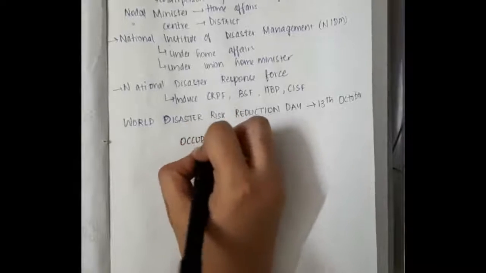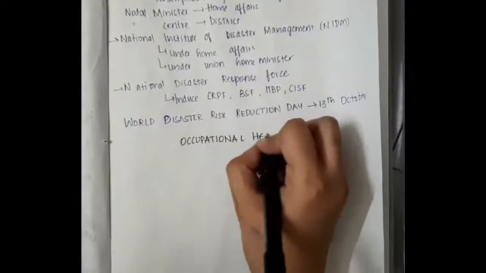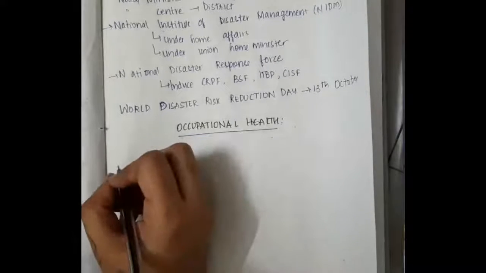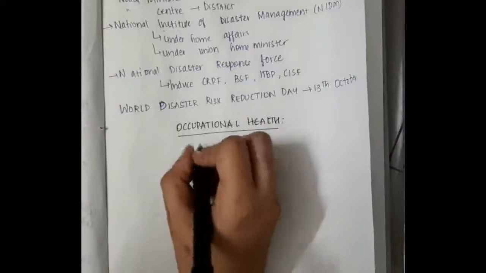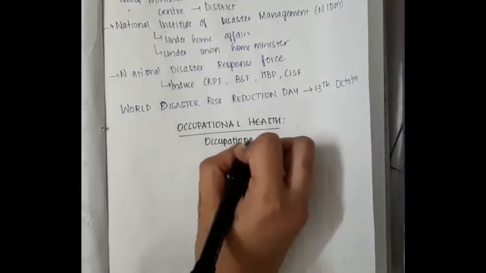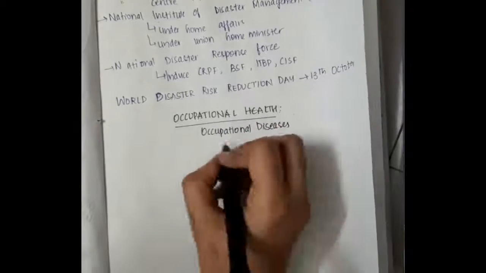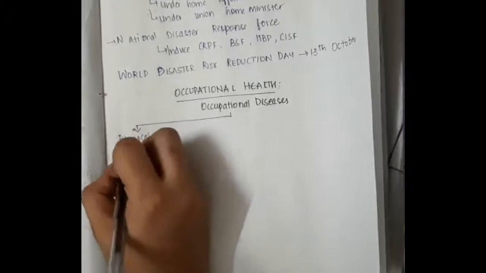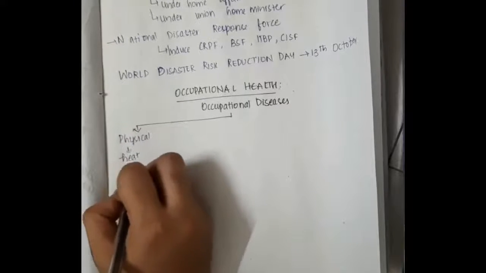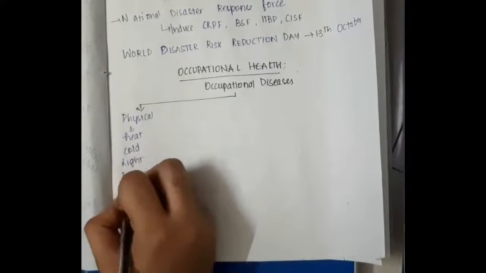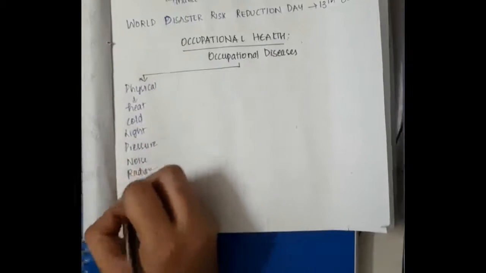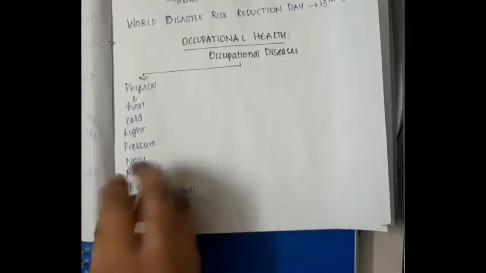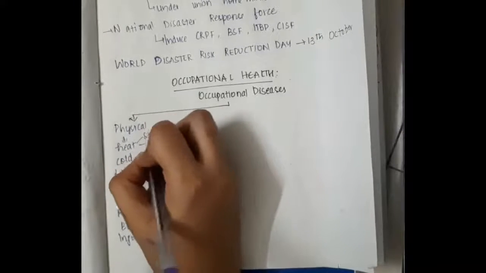Hello friends, let us now learn some important points about occupational health. In occupational health, first we have occupational diseases. Occupational diseases are divided into three types. First we have physical diseases. Physical include those which are related to heat, cold, light, pressure, noises, burns and injuries.